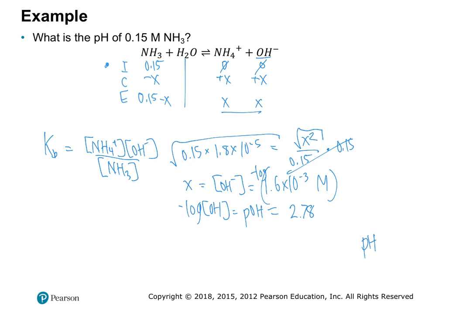2.78. So then we can do 14 minus pOH is the pH. So 14 minus 2.78 equals 11.22. And that is the pH of my solution, which is basic, which is what we would expect.